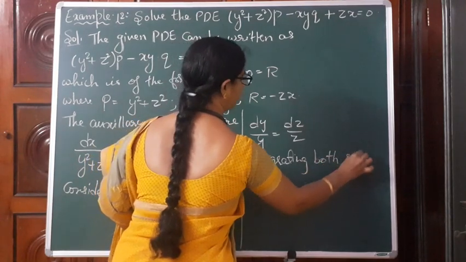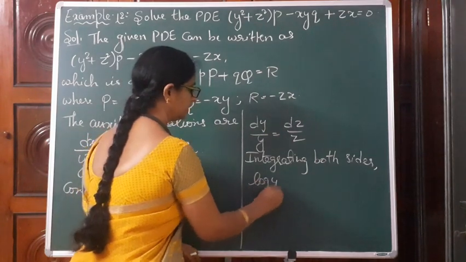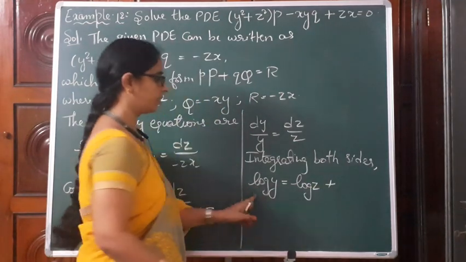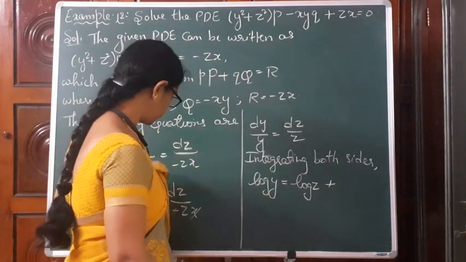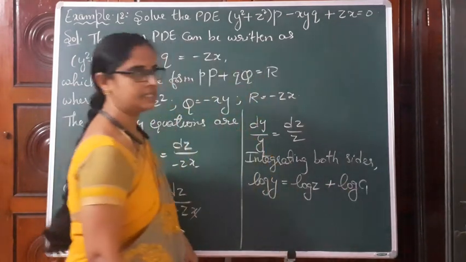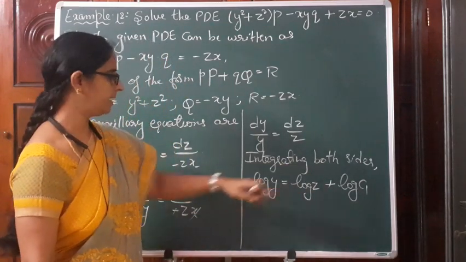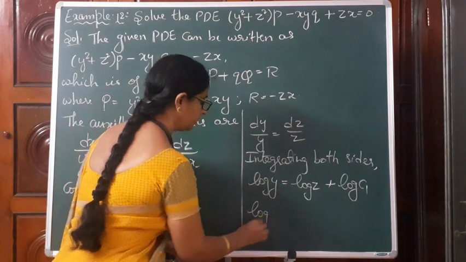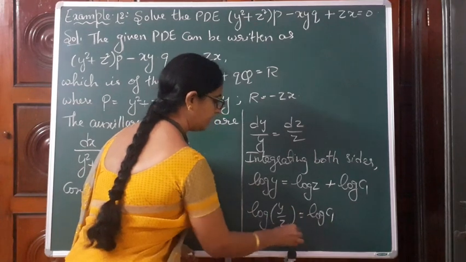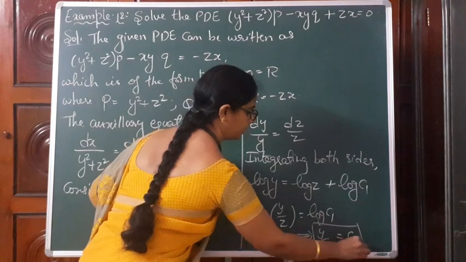integral of 1 by y. Integral of 1 by y is log y is equal to integral of 1 by z is log z, and because these two are logarithmic terms, even the constant also I take it as a logarithmic term, arbitrary constant as log c1. Log y minus log z is equal to log c1. Log y minus log z can be written as log of y by z is equals to log c1, or y by z is equals to c1. This is the first solution.